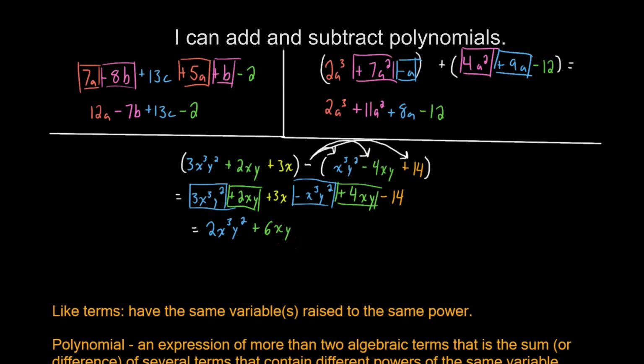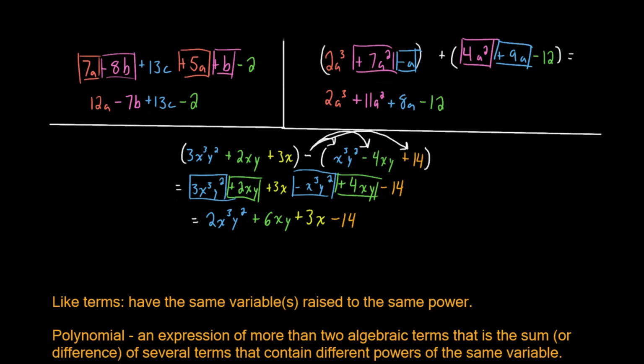6xy. And plus 3x, there's no other terms with just an x, so that just comes down as is, so plus 3x. And let's bring down this minus 14. So this would be our final answer. So our final answer would be 2x cubed y squared plus 6xy plus 3x minus 14. So that is it for this video. After watching this and getting a little bit of practice, you can say, I can add and subtract polynomials.